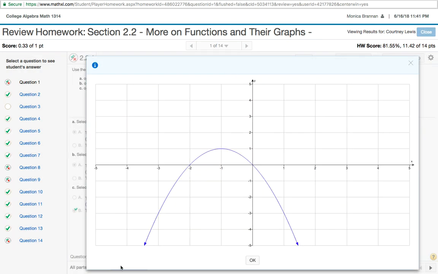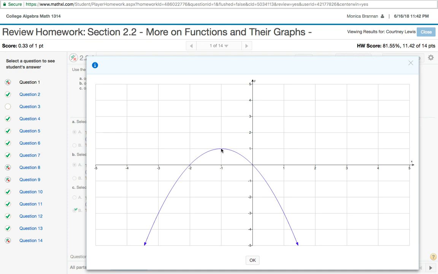Remember, we're going from left to right. So no matter how negative I get over here, we're still going up. We go up, up, up, up. And then when are we at the top of the hill? At negative 1. So this function is increasing from negative infinity to negative 1.